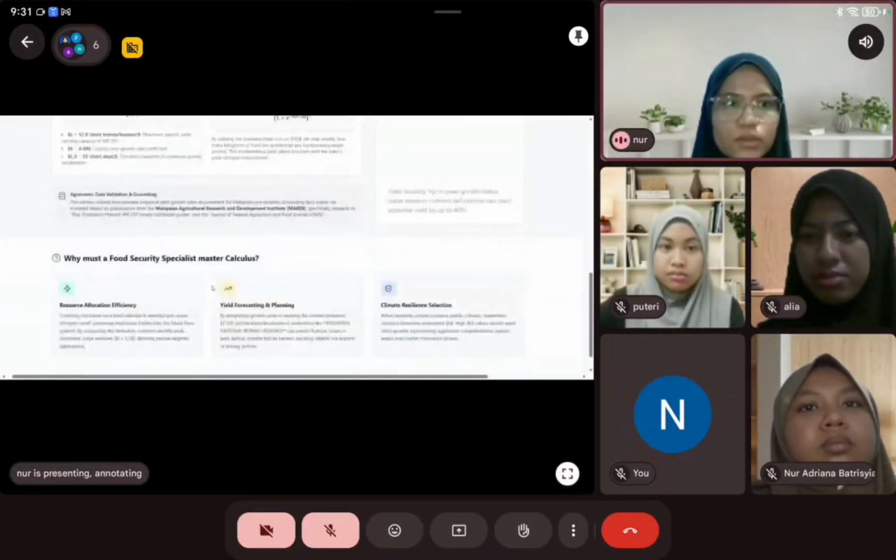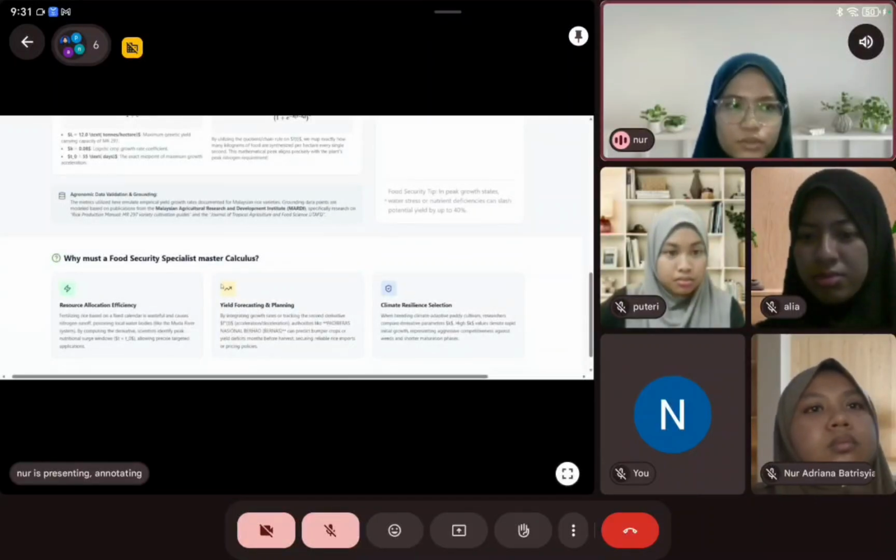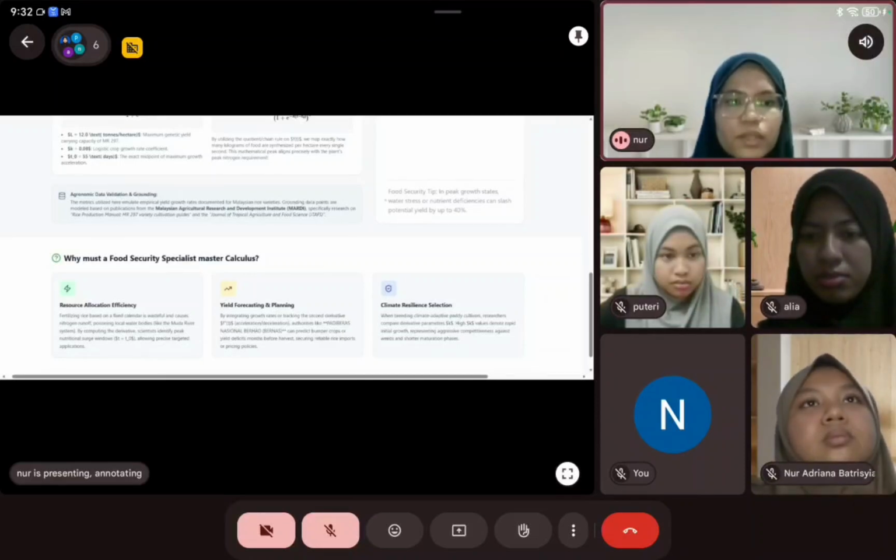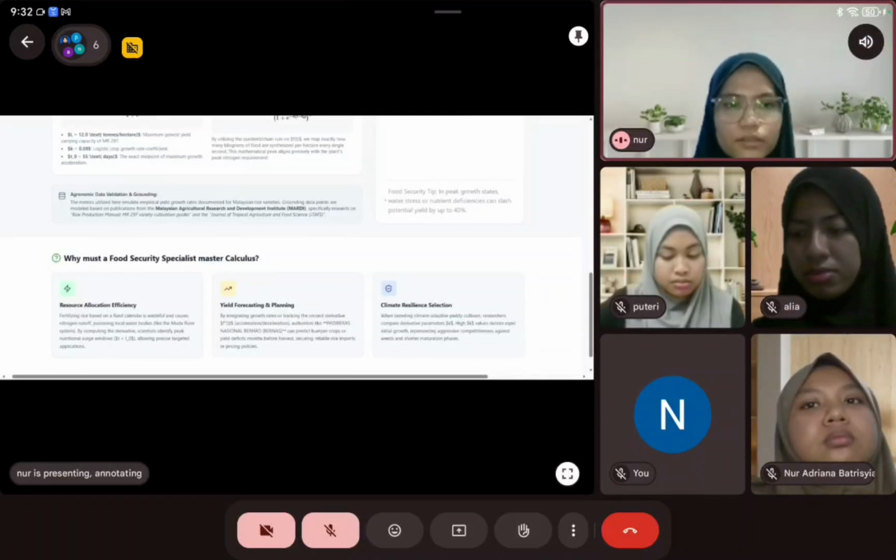And last, why must a food security specialist master calculus? First, resource allocation efficiency. Fertilizing rice based on a fixed calendar is wasteful and causes nitrogen runoff, poisoning local water bodies like the Muda River system. By calculating the derivative, scientists identify peak nutritional windows, allowing precise targeted application.